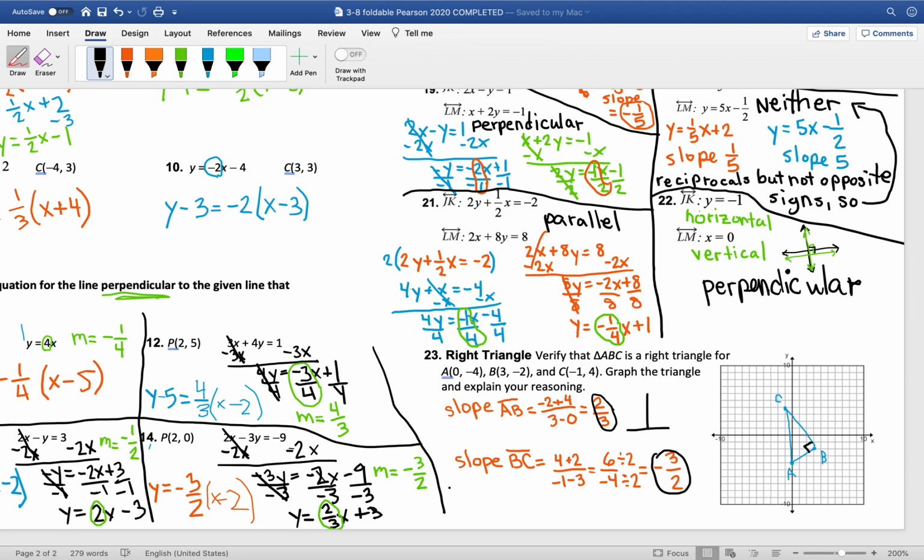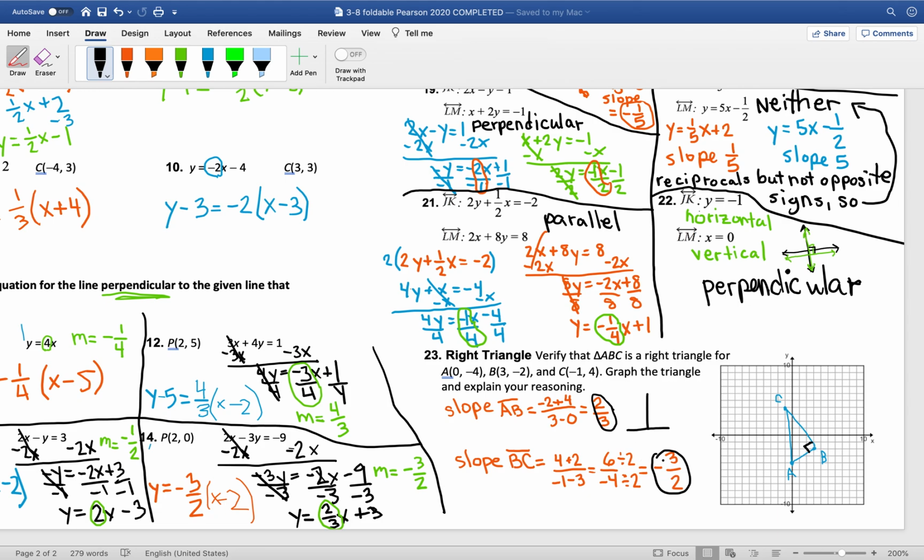So to verify the slope of BC, I did the same thing. y2 minus y1 over x2 minus x1. And when I simplified, I got 6 over -4. And I recognize that those are both divisible by 2. So I can reduce that to -3 over 2. And again, you could just count the boxes. Down 3 over 2, down 3 over 2 to get back to B.